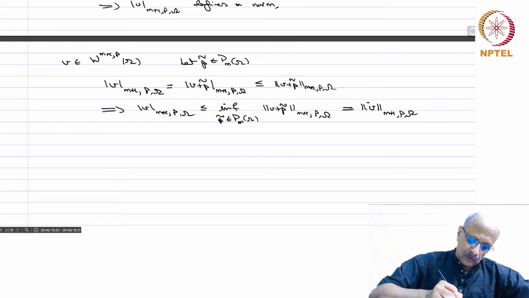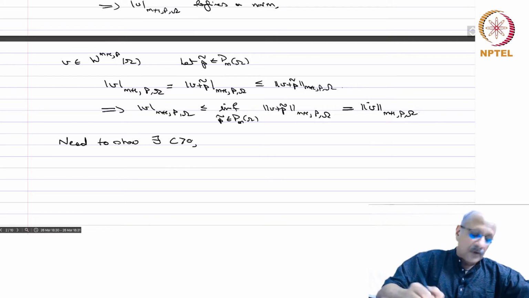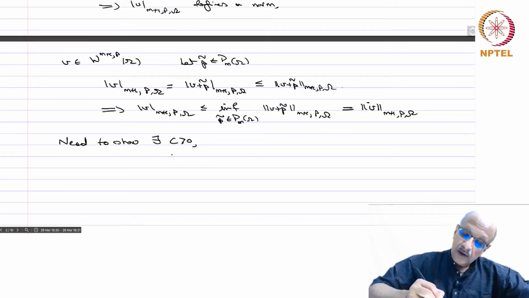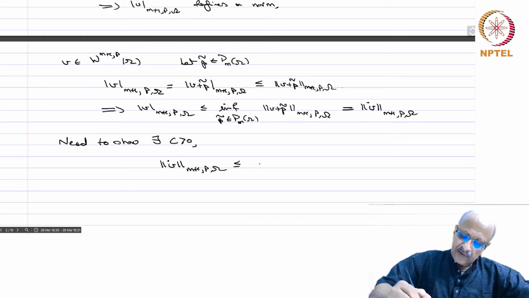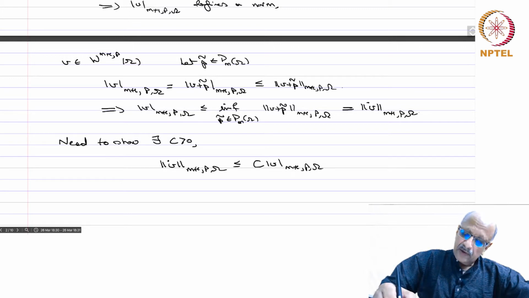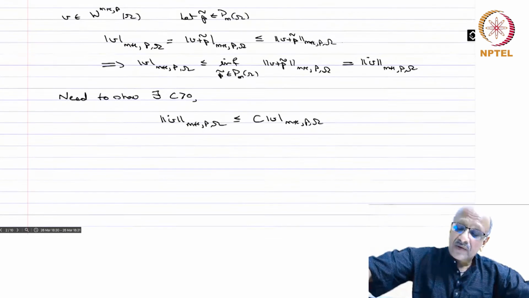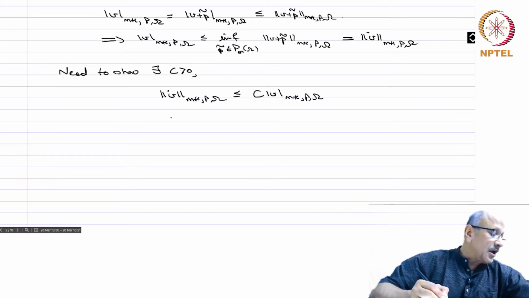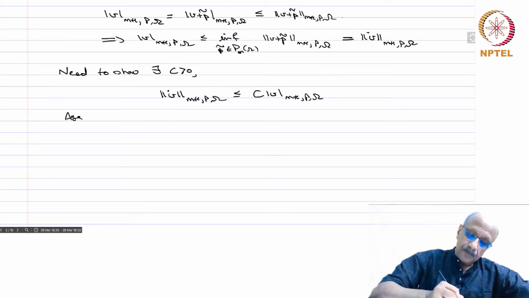So we need to show there exists a constant C positive such that the reverse is true: ‖v̇‖_{m+1,p,Ω} is less than or equal to C times |v|_{m+1,p,Ω}. So we will do it by contradiction. This is a standard method, and we will see how the compactness will come into play. So assume star fails.